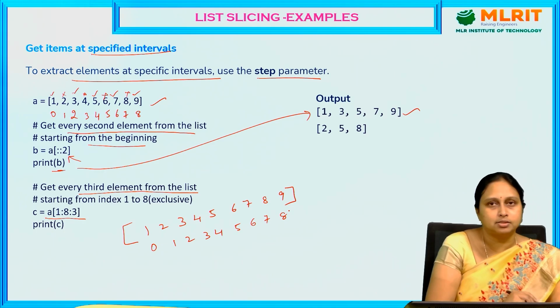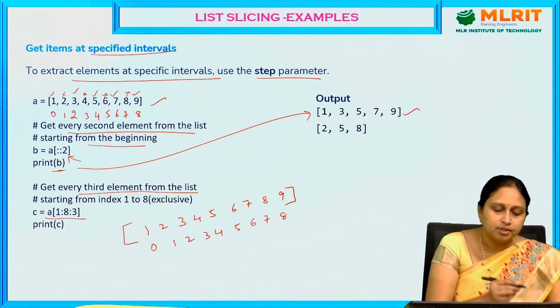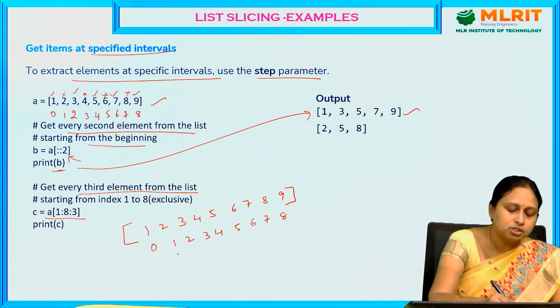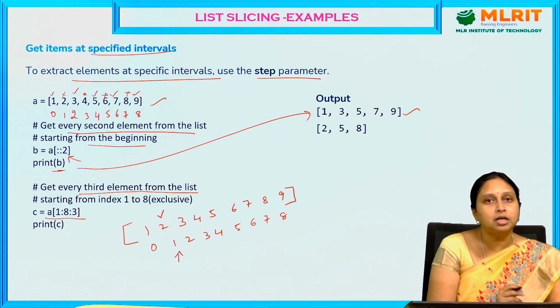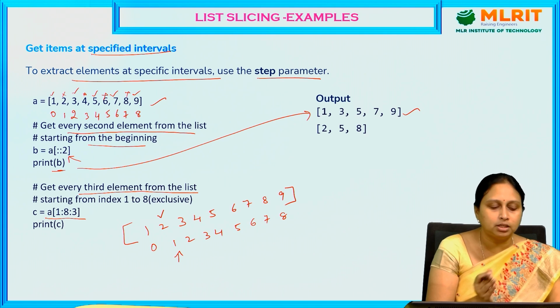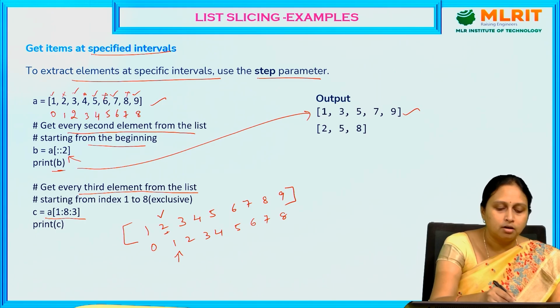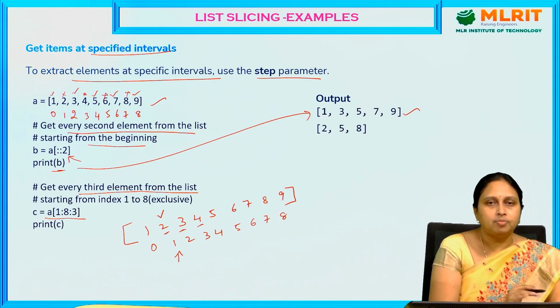These are the indexes. Now, you can see the starting index we have specified as 1. From here it is going to start, right? And from there we need every third element from the list to be stepped. We are going to step 3. 3 steps we are going to move, right? 1, this is step 1, 2 and 3. From there we are going to skip.